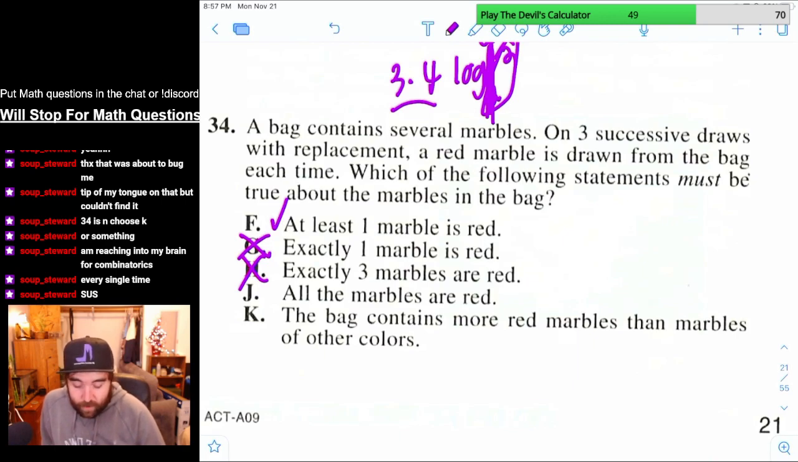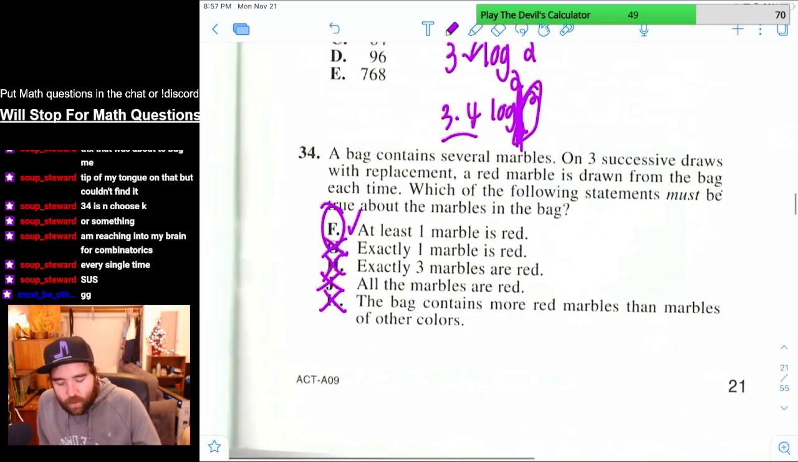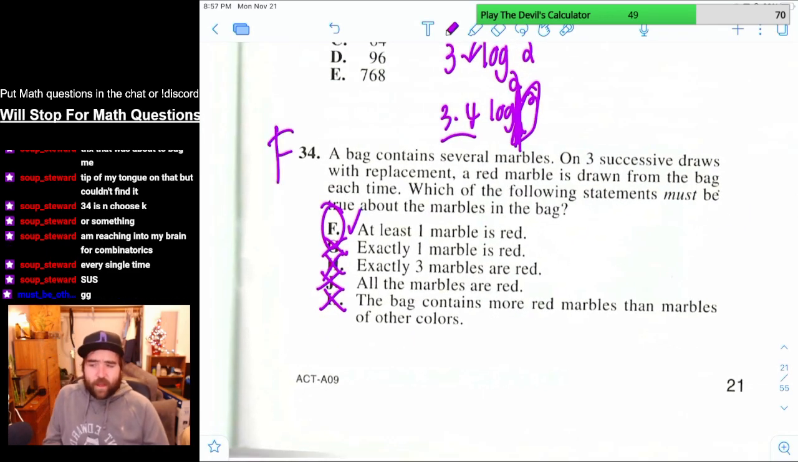All of the marbles are red. I guess it doesn't say how many marbles are in the bag, does it? But no, we don't need that to be true. The bag contains more red marbles than other marbles. No, none of those has to be true. All that is true, based on what they told us, is that there has to be at least 1 marble.